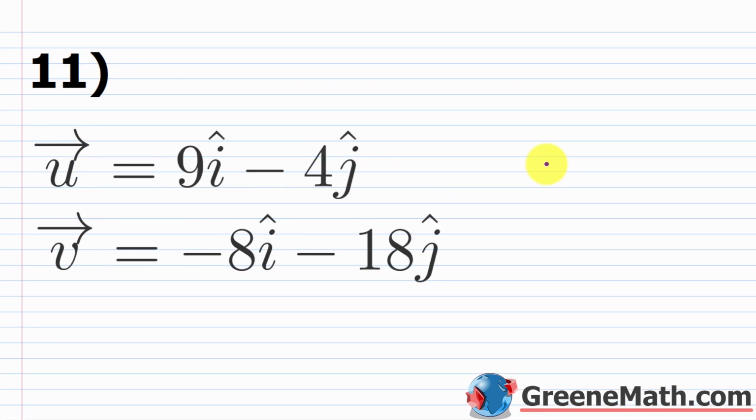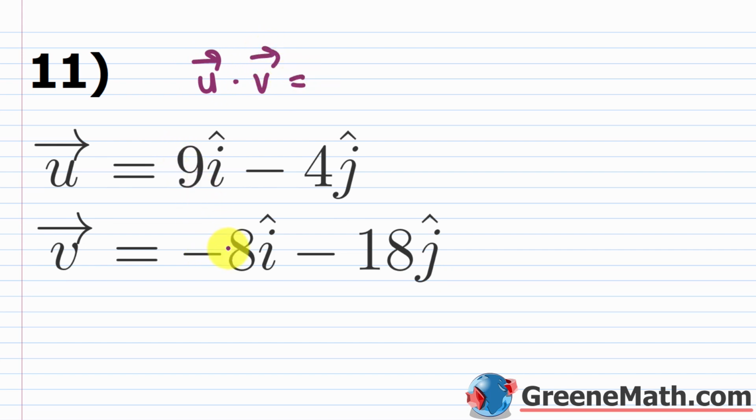Okay, let's take a look at problem number 11 now. So again, we want to determine if they are orthogonal vectors. So here we have our vector u written as a linear combination. So this is going to be equal to 9 times the unit vector i minus 4 times the unit vector j. Then we have v that's also given as a linear combination. So this is equal to negative 8 times the unit vector i minus 18 times the unit vector j. Okay, so the first thing we would figure out is, what is the dot product? So we're going to go u dot v like this.